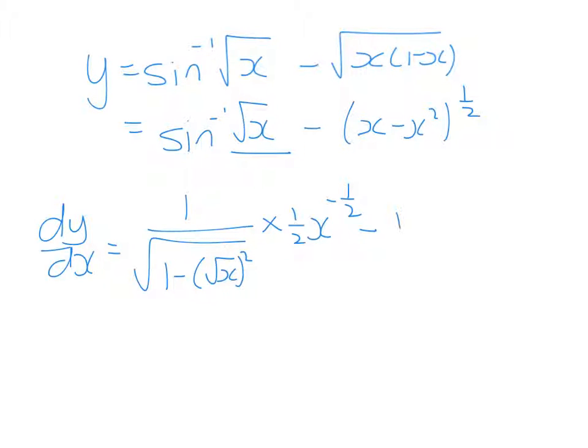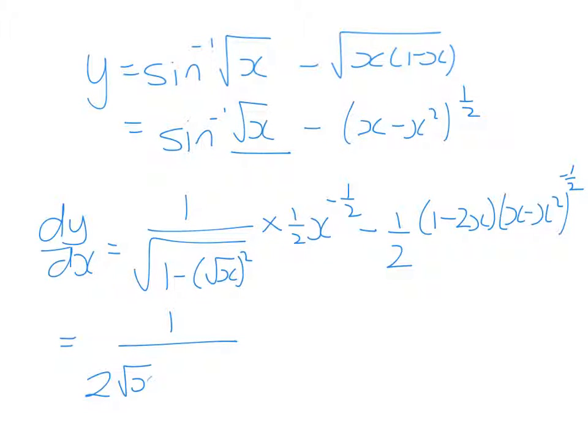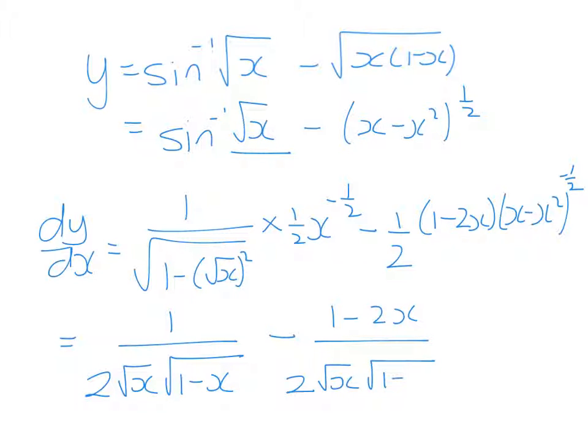Then differentiating our bracket, bring the power down, differentiate the bracket, and take 1 away from the power. So that gives us, on the first fraction, 1 over 2 root x square root of 1 minus x, minus 1 minus 2x all over 2. And factorising the bracket, we're going to have the square root of x, square root of 1 minus x.